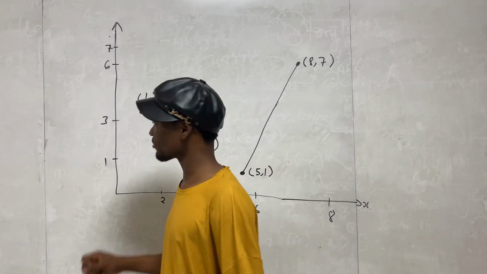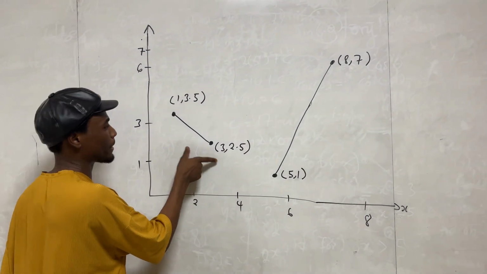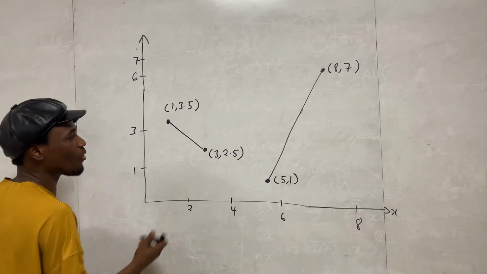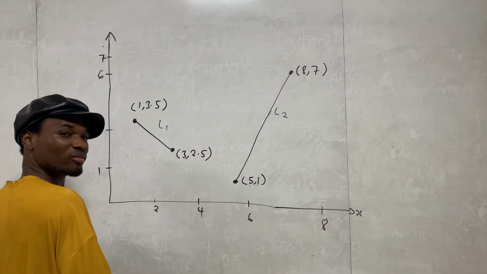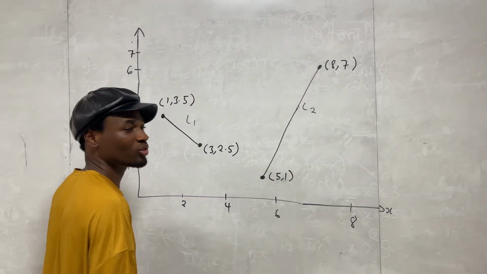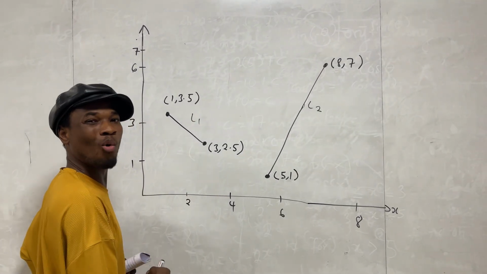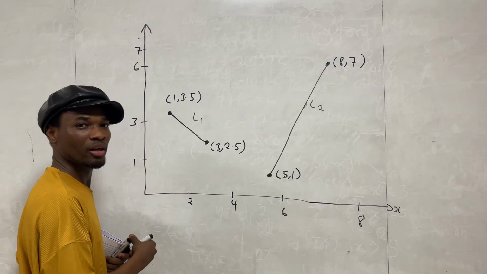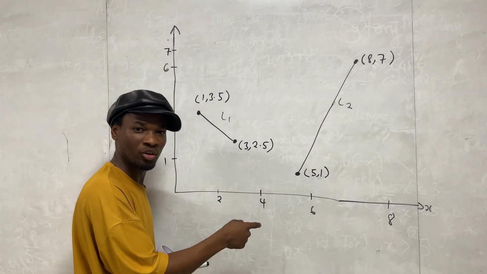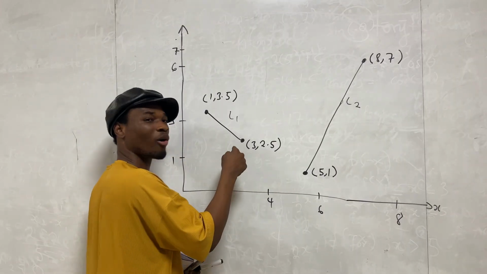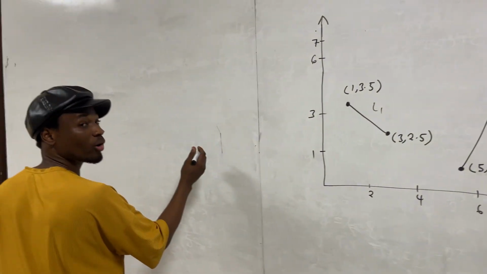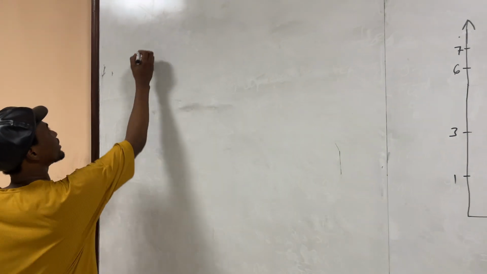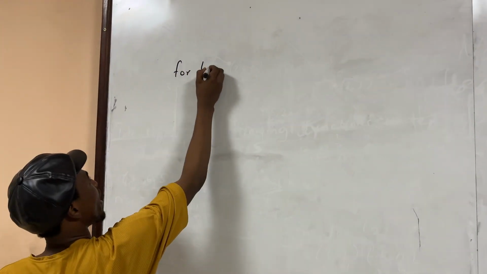Okay, so we have this. Let me label this as L1, L2. I've given you the steps, right? So we are going to write down the points of L1. Remember, it is a straight line graph, so we are going to look for the gradient of the straight line. Viewers, for want of space, let's come here. So I'll say 4 for L1.